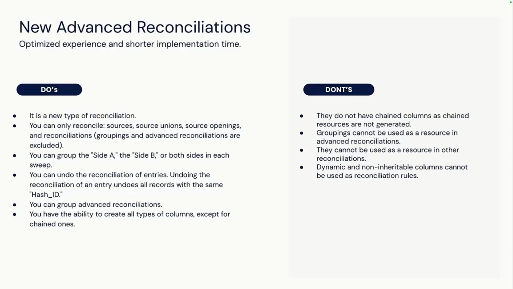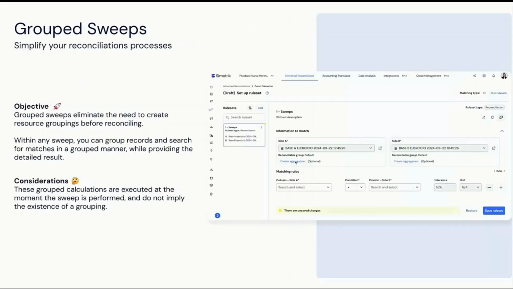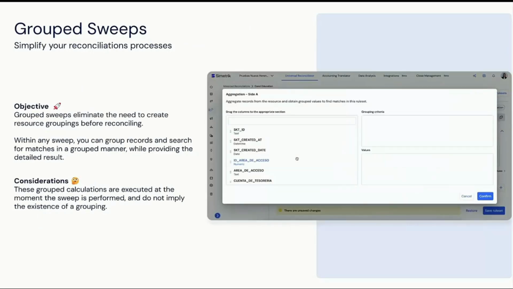The idea of these advanced reconciliations is that they should be the final step of the configuration. I perform my enrichment processes with the sources, create my union of sources, do the one-to-many reconciliations to enrich the data, and finally, I generate my advanced reconciliation, which incorporates all the logic I need to close the control. So, grouped sweeps. This is how the interface looks. We will see it directly within the application shortly.